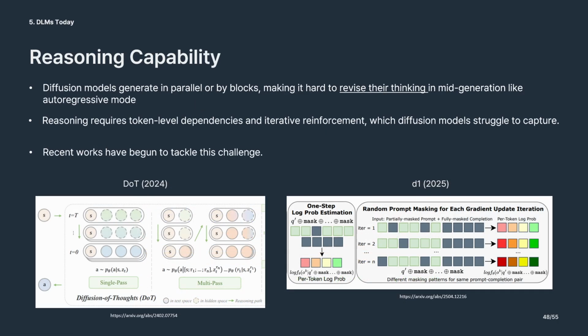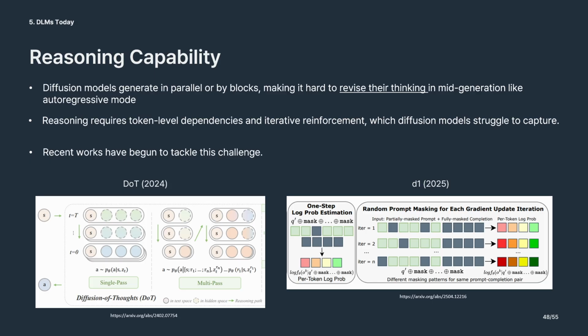Next is the reasoning capability of diffusion models. While the reasoning abilities of autoregressive LLMs have been deeply explored, including chain of thought prompting, multi-step thinking, and instruction tuning methods, this line of inquiry is still in its early stages for diffusion-based models. Diffusion models typically generate in parallel or by blocks, which makes it hard to revise their thinking mid-generation, unlike autoregressive models that can condition on their own evolving outputs. This presents a key challenge. The reasoning step requires token-level dependency, something diffusion models don't naturally capture.